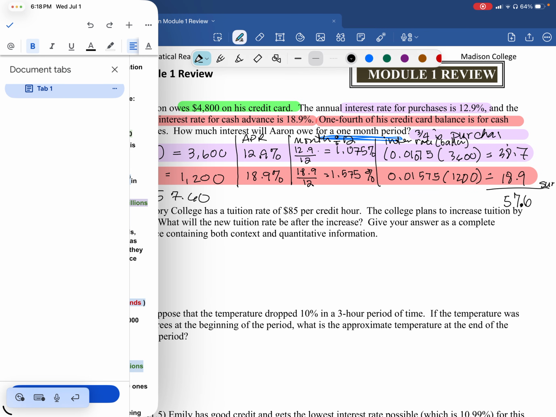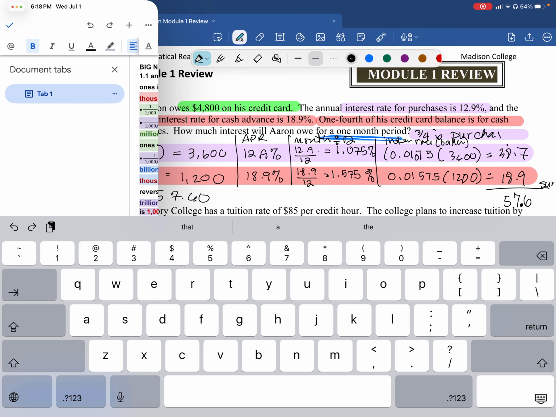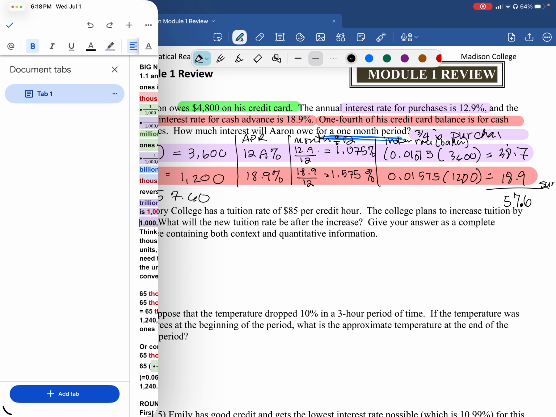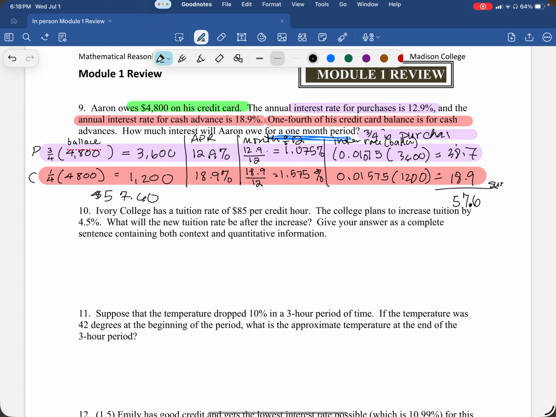Oops, I don't know what this is. Shoot. Oh well, I lost my cheat sheet. Okay.